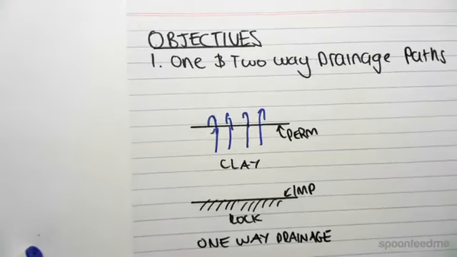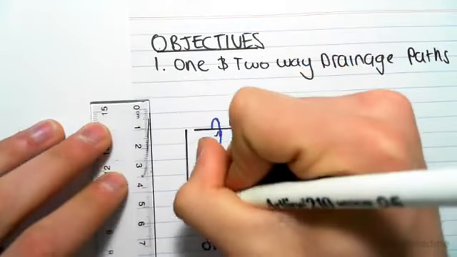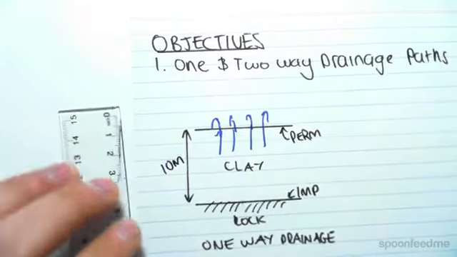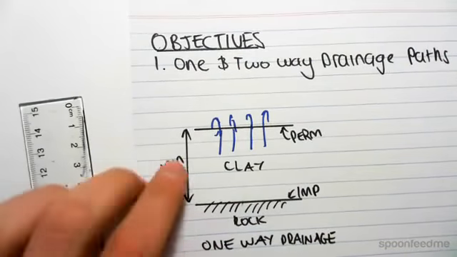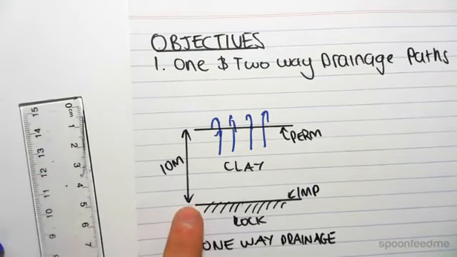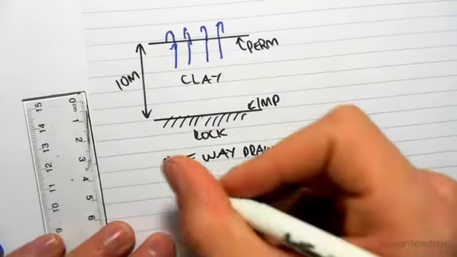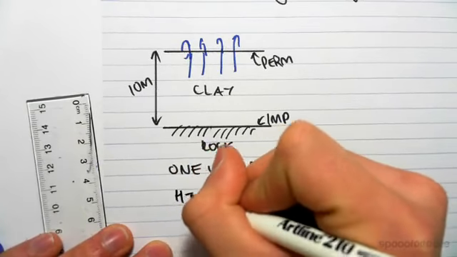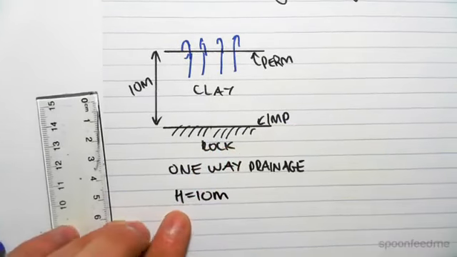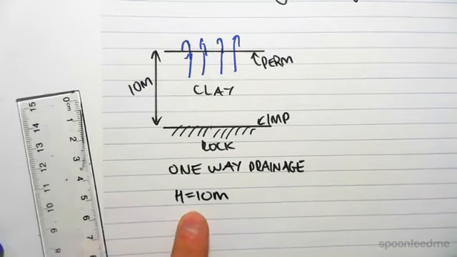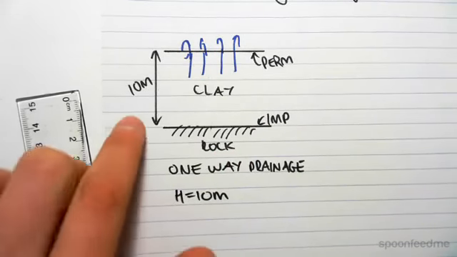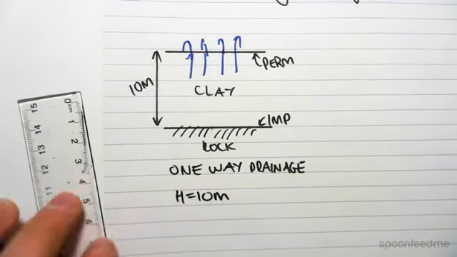Now, say if this depth was 10 meters, we would say that the drainage path is 10 meters because the maximum drainage path would be from the bottom to the top, so that's 10 meters, and we call that big H, which is 10 meters, and that's not to get confused with the layer thickness. It's different. Big H now is the drainage path, okay, which is 10 meters for our situation for one-way drainage.